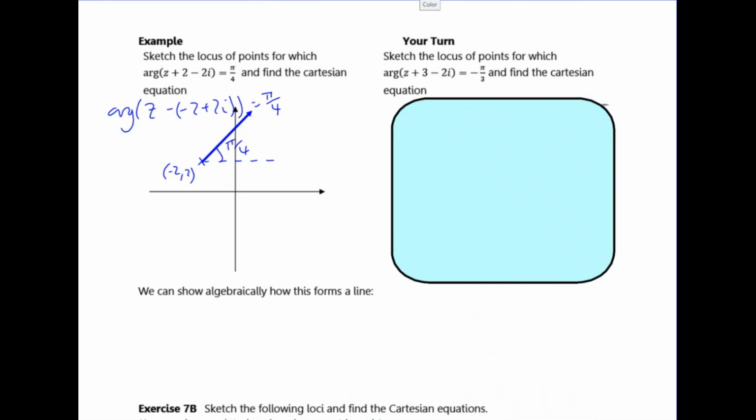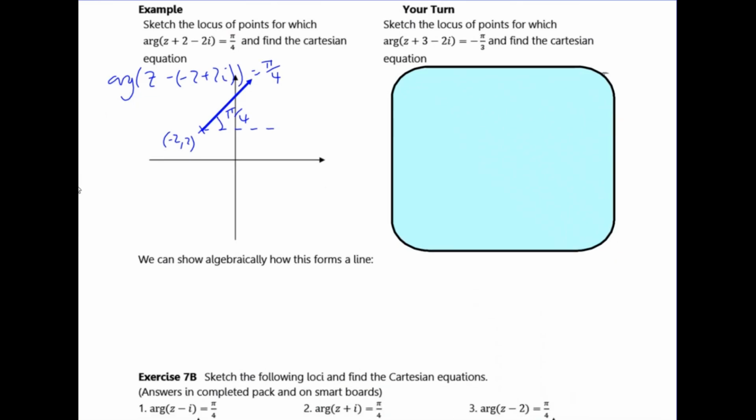For the Cartesian equation of this one, again, the gradient is 1. The point it goes through is y minus y1, which is 2, so m(x minus x1), which is x minus minus 2. That gives us the Cartesian equation: y equals x plus 4. And again, this is only valid for x to the right of this point, which is x greater than minus 2 this time.